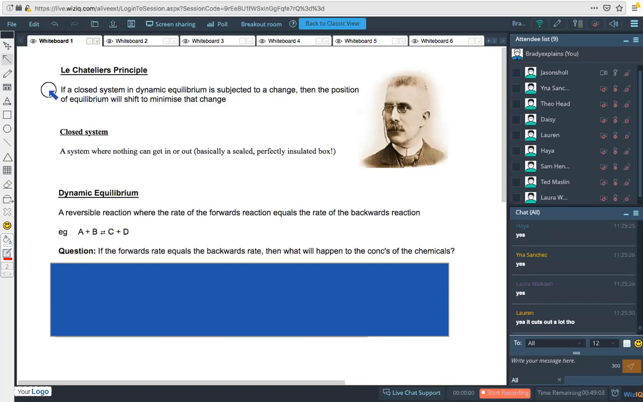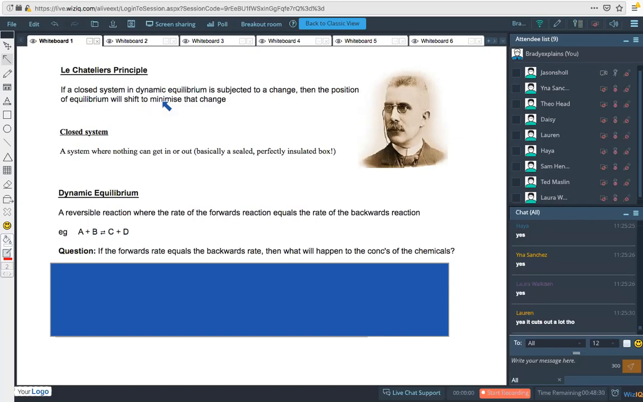So I'm going to sum this up in a short sentence. Le Chatelier's principle says the position of equilibrium is not your friend. If you try and change something, it's going to try and stop you. So if you try and increase the temperature, the position of equilibrium is going to try and bring the temperature back down. If you try and decrease the pressure, it's going to try and bring the pressure back up. Now, it never completely reverses what you've done.